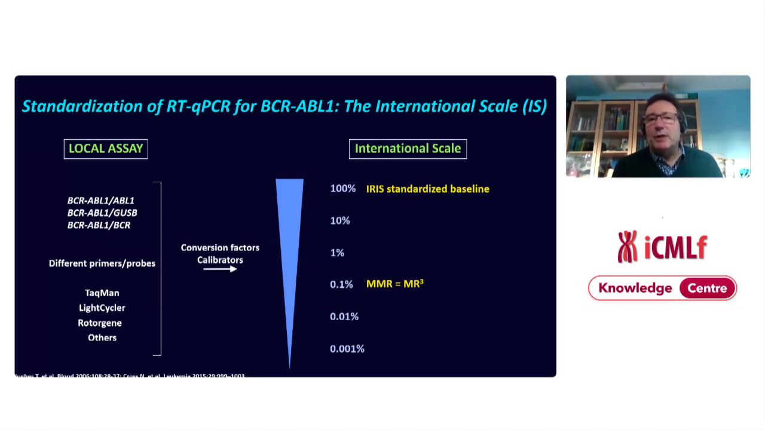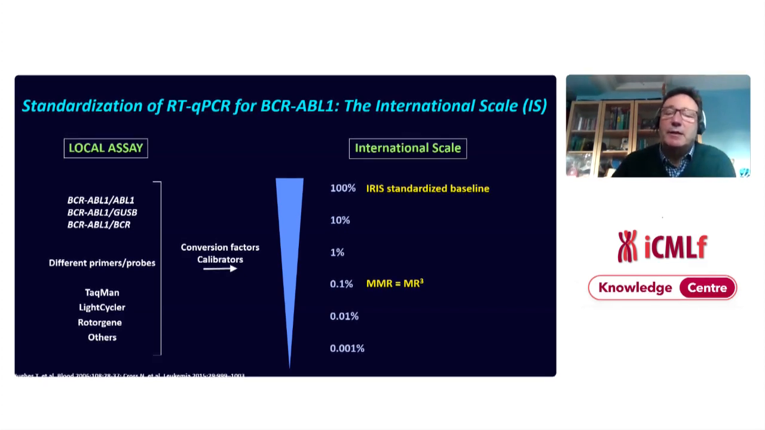This is very different to acute leukemia. In acute leukemia, you look at the level of disease prior to treatment and then at certain time points after treatment and relate the two. In CML, we're relating results to this standardized baseline.